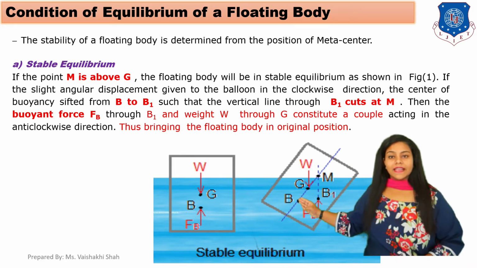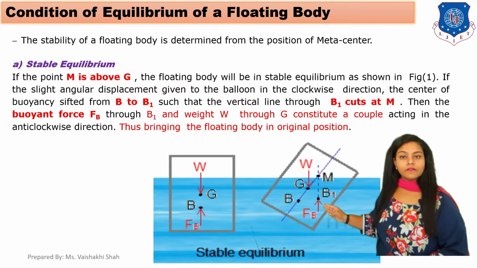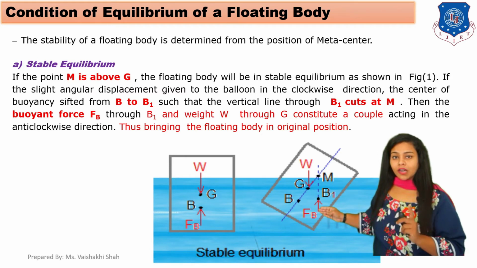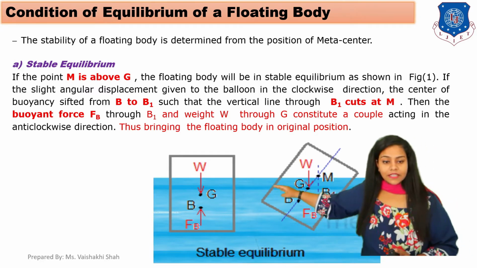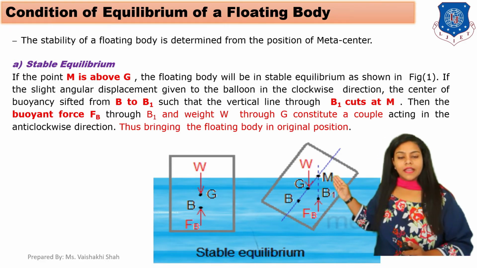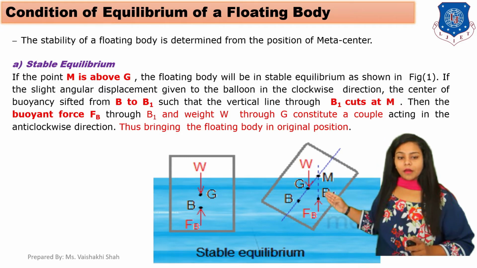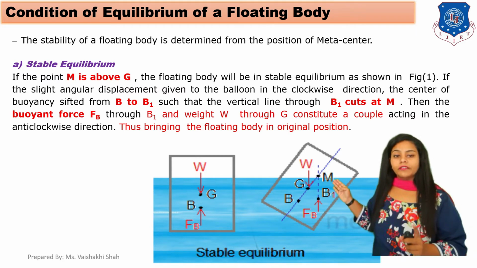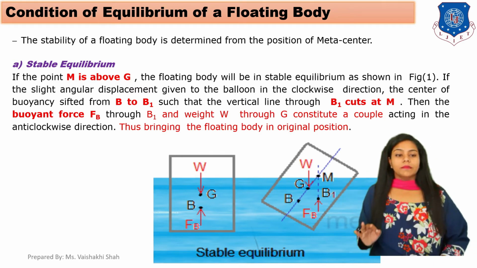Now in this case the body is tilted, so the center of buoyancy shifted to B1. B1 is your new center of buoyancy, and if you draw a line passing through the new center of buoyancy and the old center of buoyancy, it intersects at a point, that is your metacenter. Here M is your metacenter. Okay. If M is above G, the floating body will be in stable equilibrium. If M is above G, then the body is in stable equilibrium.